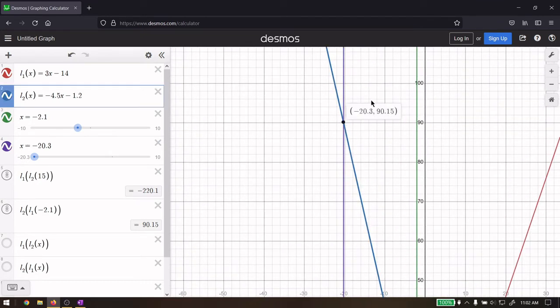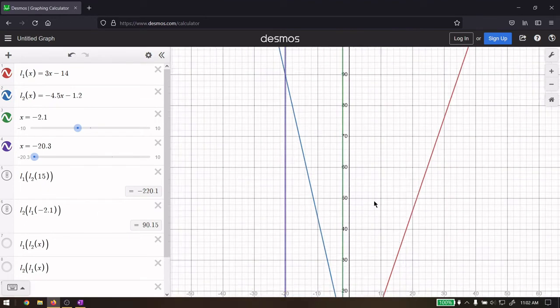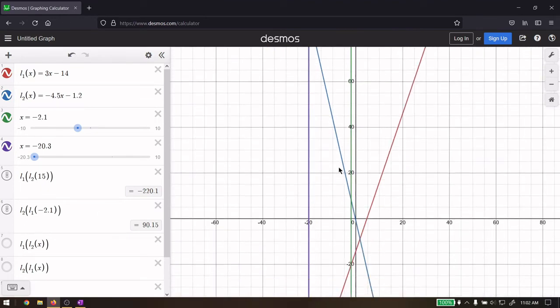We get out as an answer 90.15, which is exactly what we solved for here. So you can do this graphically if you want. Graphically can be a little bit more challenging because you have to make sure you're plugging into the right function. Especially so if you're doing it like I am.